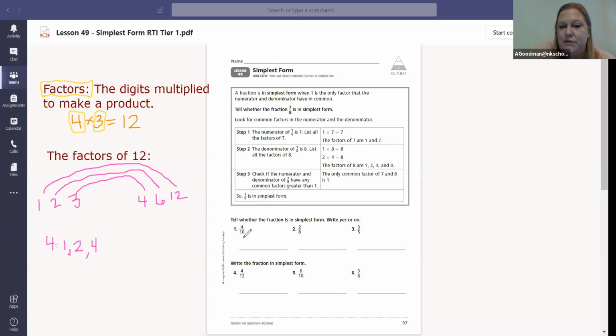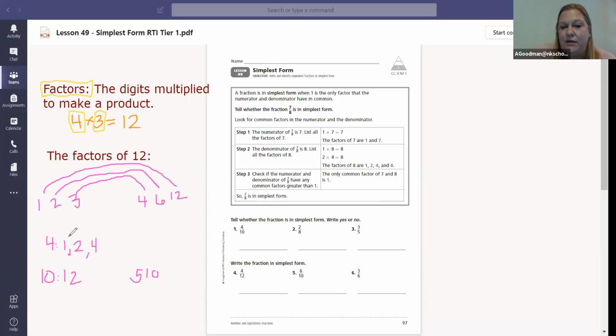Okay, and then let's see what the factors of 10 are. Well, if we were to do a factor rainbow, they would be 1 and 10, right? Put 10 over here. 2 times what makes 10? 2 and 5. 3, 4, and then we're up to 5. So 1, 2, 5, and 10. So what is the largest factor that these numbers have in common?